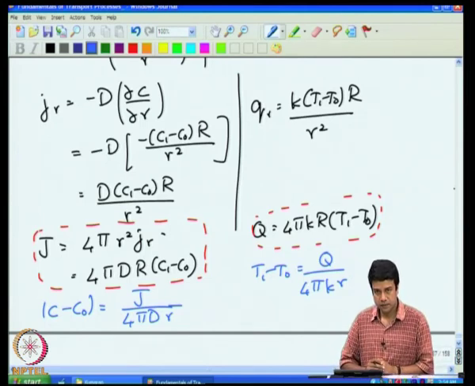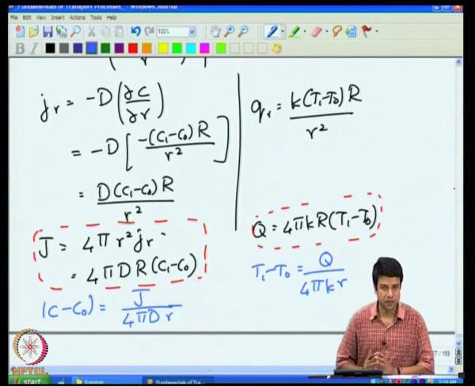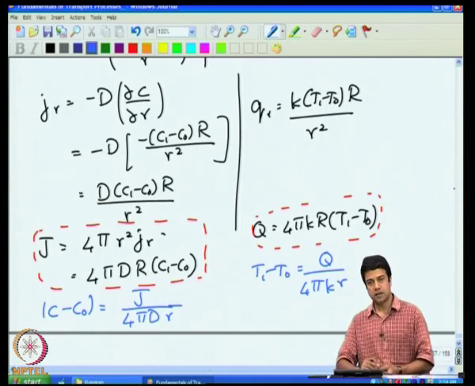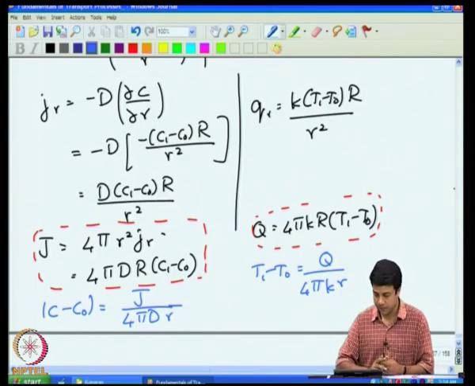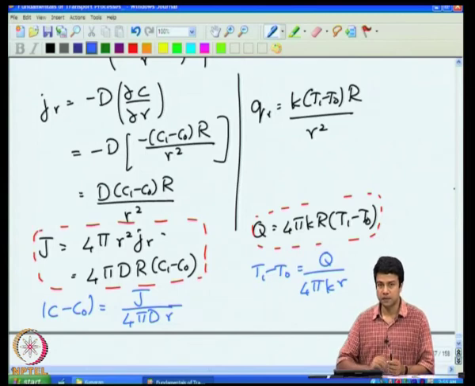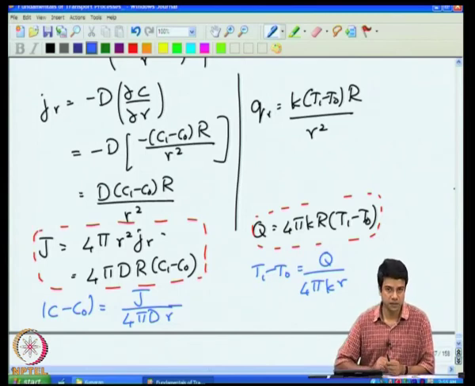So, why am I emphasizing this? Because written in this manner, the temperature and the concentration fields are independent of the radius capital R. Written in terms of the total amount of energy coming out or the total amount of mass coming out, the temperature and the concentration fields are independent of capital R. So, regardless of what capital R is, the temperature outside when expressed in terms of Q, or the concentration when expressed in terms of J, is independent of capital R.